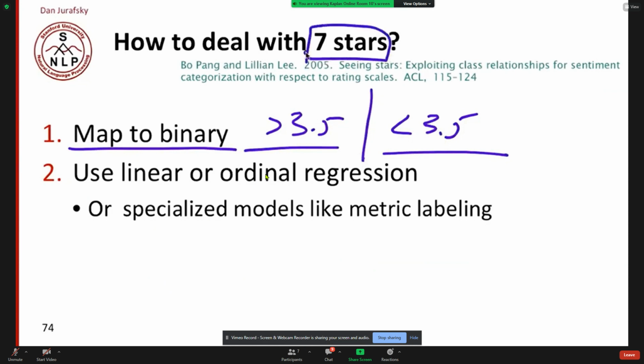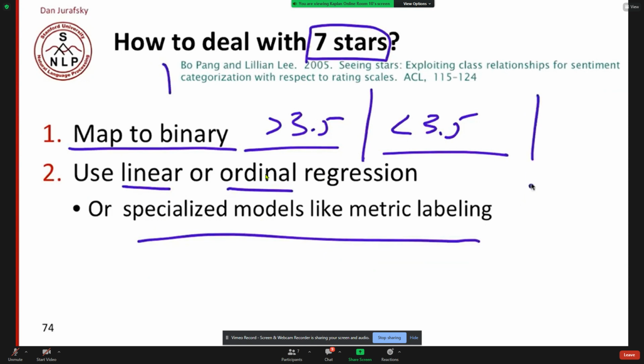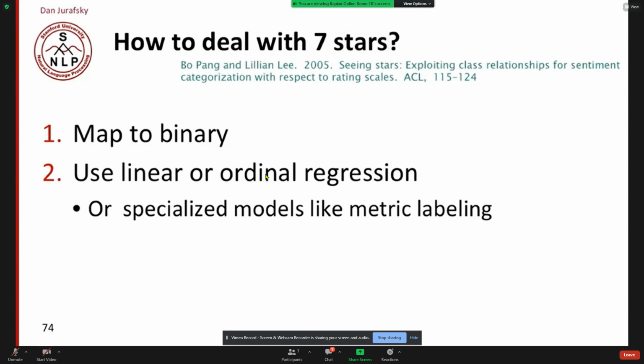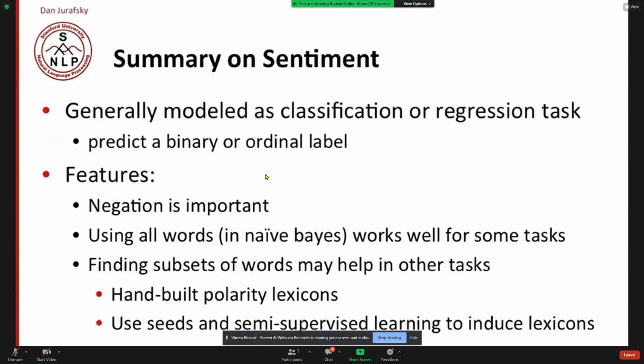Or we can actually attack the 1 to 7 classification task directly by using linear or ordinal regression or specialized models like metric labeling that's used by Pang and Lee. So again, we can either downsample and just do binary classification, or we can use a more advanced method of classification that lets us predict an ordinal value or a real valued number.